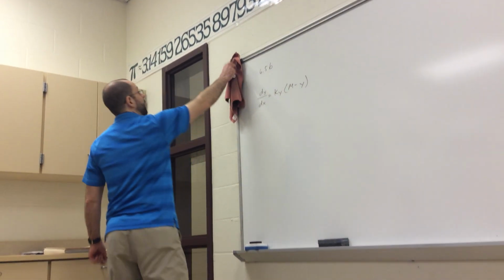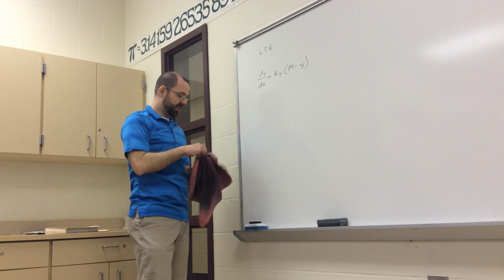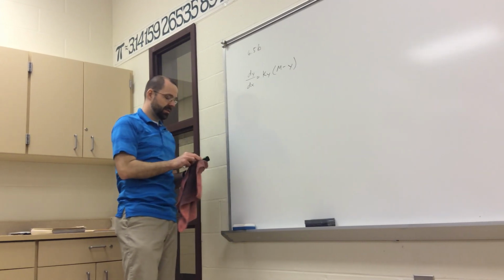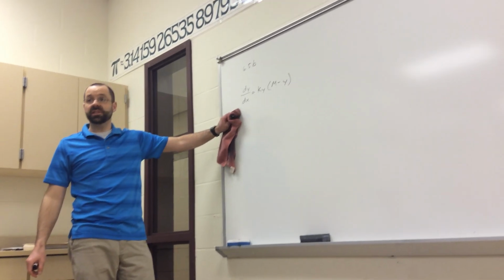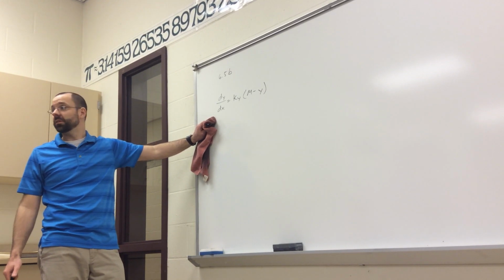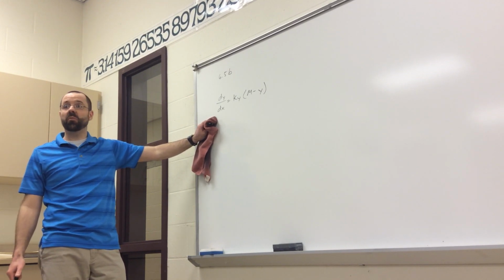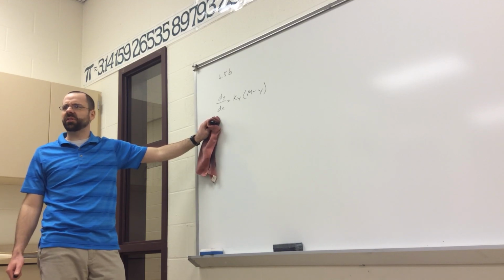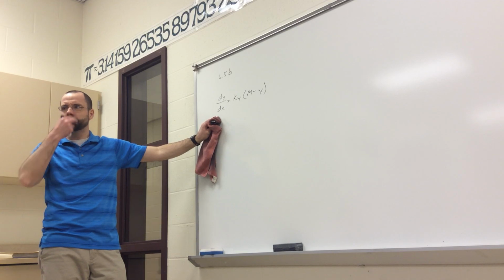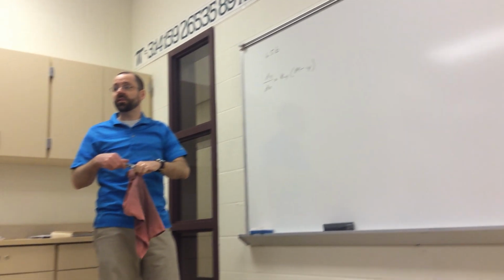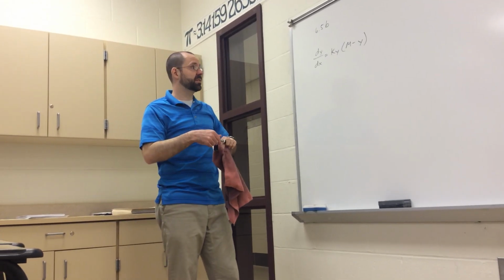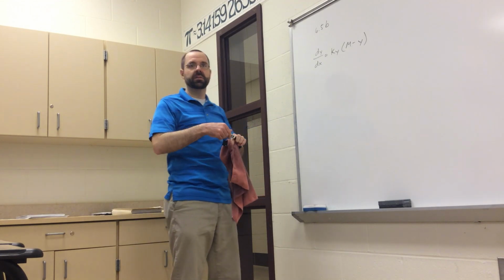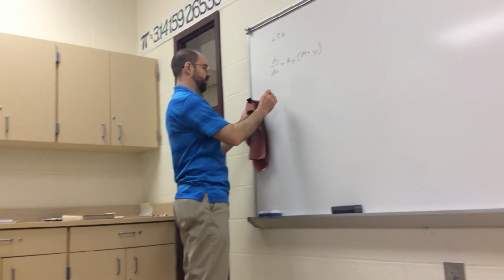Today is 6.5b. And yesterday in 6.5a, we saw this for the first time: dy/dx equals ky times (m minus y). So that was the first time we'd seen this type of differential equation. And we learned that the curve that you get from this after you solve for y is called the logistic curve.